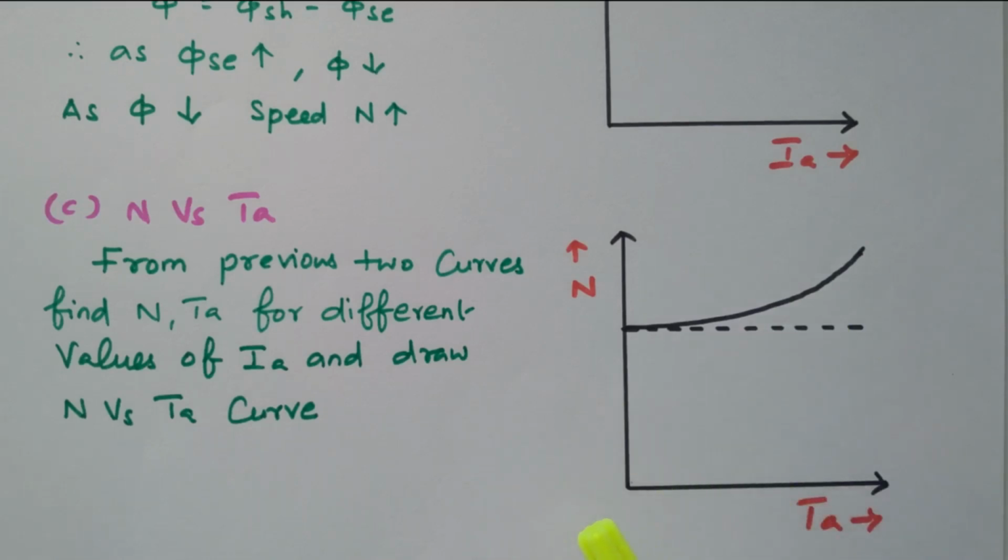So in this video we discussed the characteristics of a compound motor. There are two types available, cumulative compound and differential compound. Cumulative compound means the fluxes are added together, differential compound means the fluxes oppose each other.